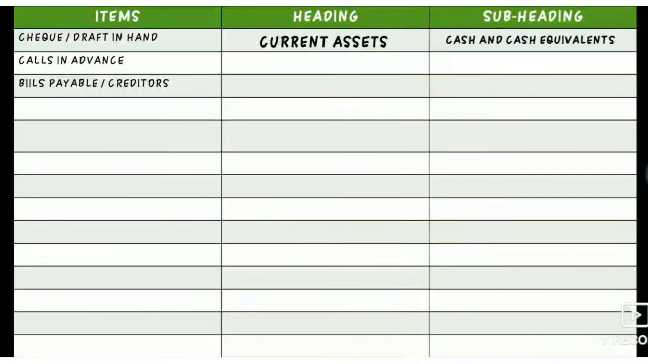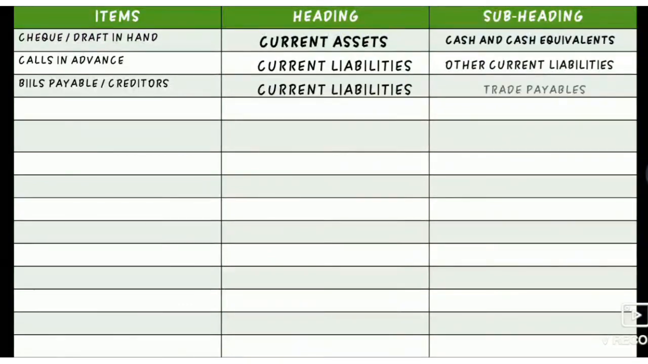Next, call in advance. Call in advance you had received. So if you are receiving some advance amount from someone, it will be considered as your current liability, and the subheading will be other current liability. Next is bills payable and creditors. Same as bills receivable and debtors were there. Bills payable and creditors, they are trade payables, and trade payables come under current liability. So current liability will be the heading, and trade payables will be the subheading.